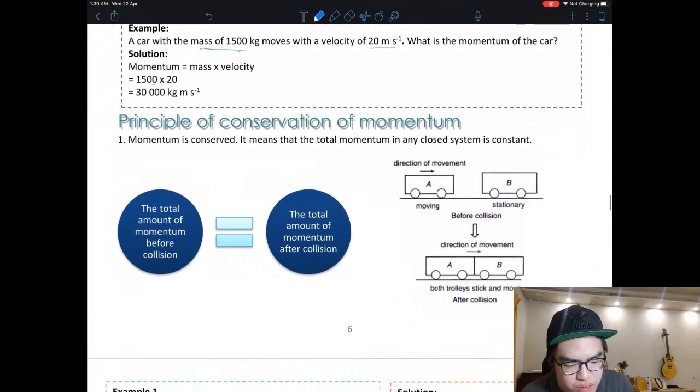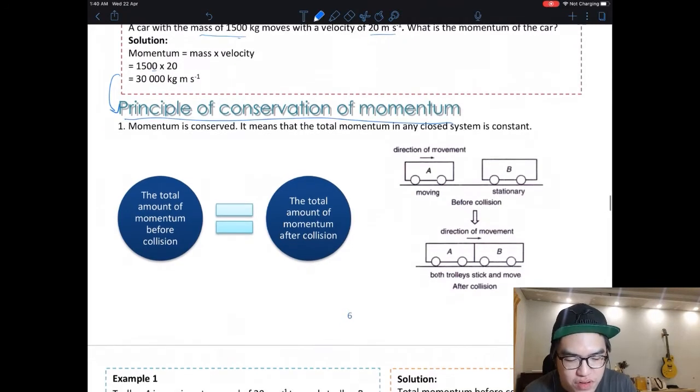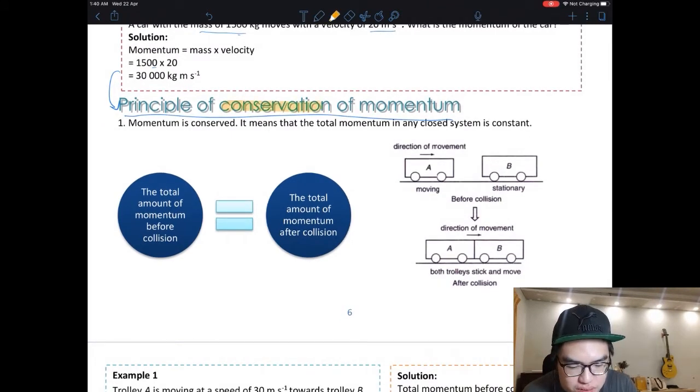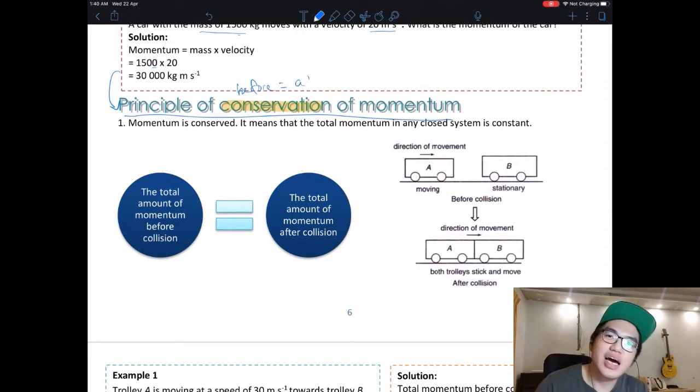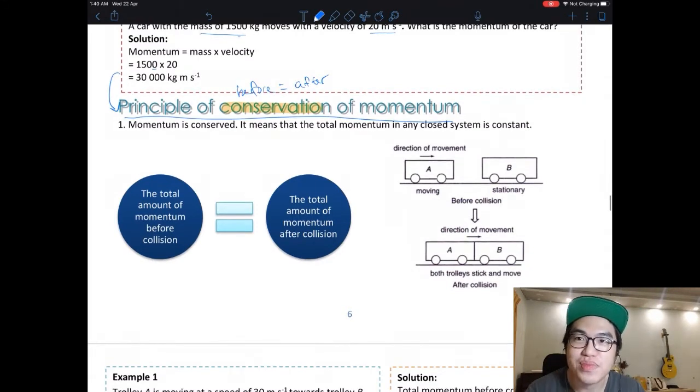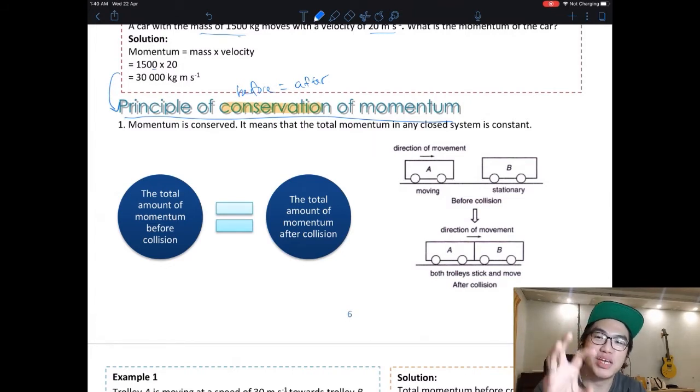I want to talk about the next point. This point is very important, which is the conservation of momentum. What does it mean by conserve? Conserve means before and after is the same. Let's say I bring 5 ringgit to school. I come home with 5 ringgit. My money is conserved. I didn't spend any. I maintain my money, which means conserve.